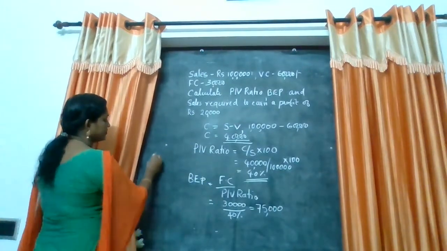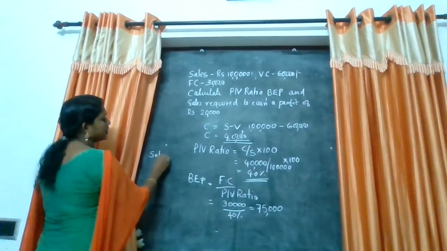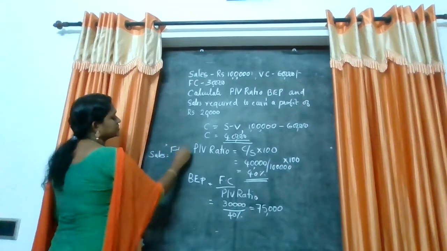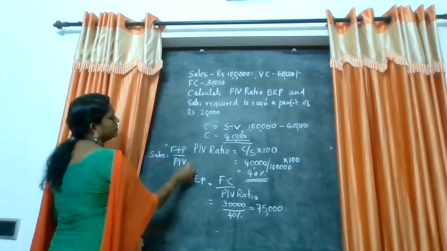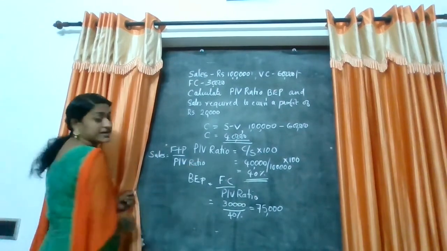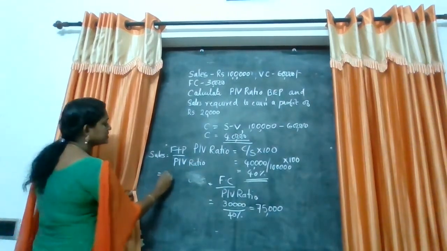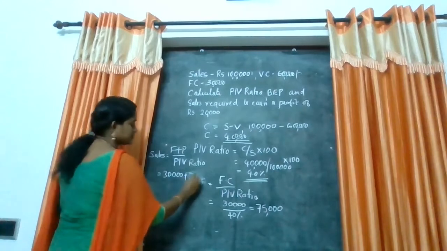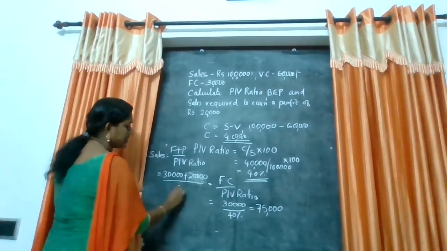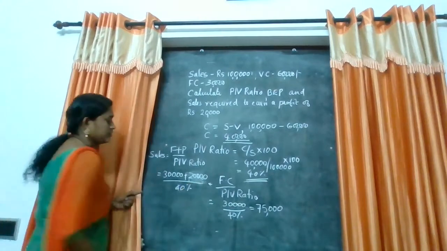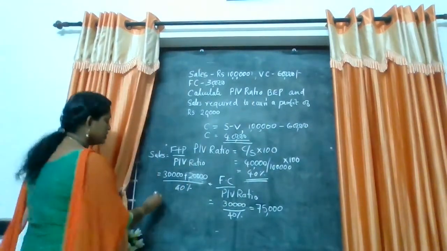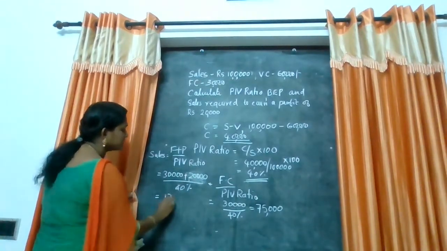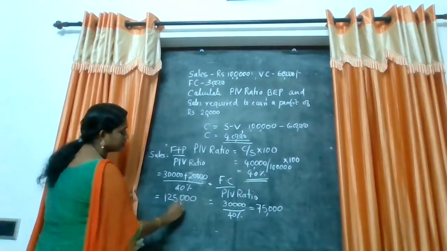Then sales required to earn a profit of rupees 20,000. Sales volume required to earn a profit of rupees 20,000. Formula will change. Fixed expenses plus profit divided by PV ratio. Fixed expenses is equal to 30,000 plus profit element 20,000 divided by 40%, which is the PV ratio. So, sales volume required to earn a profit of rupees 20,000 is 1,25,000.